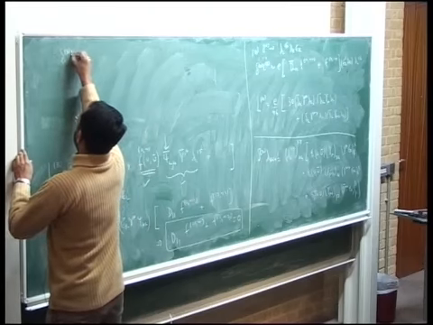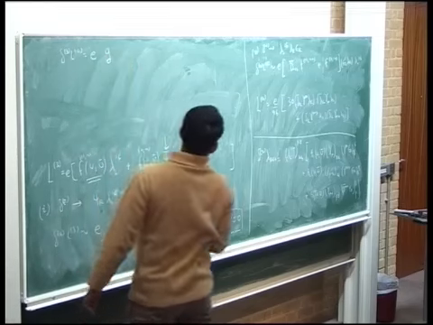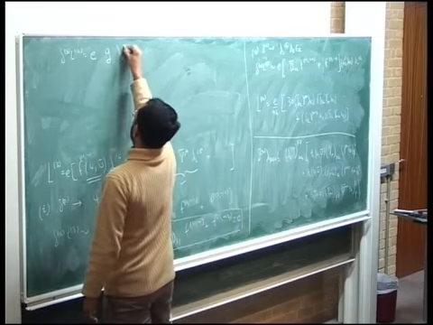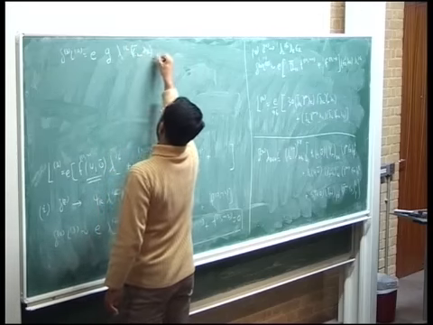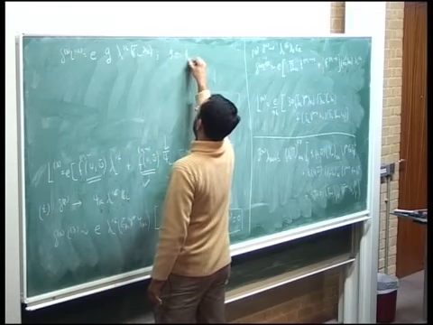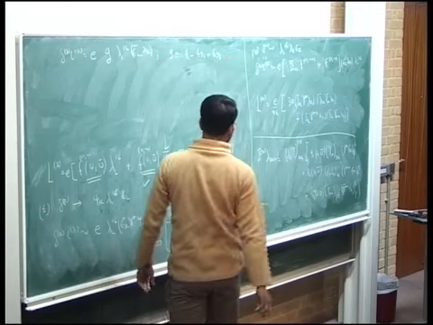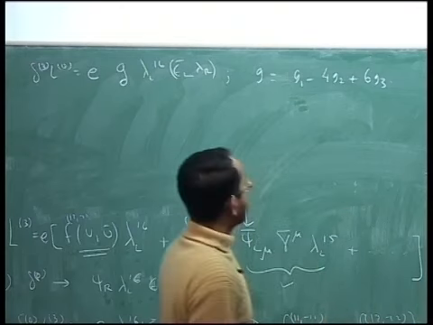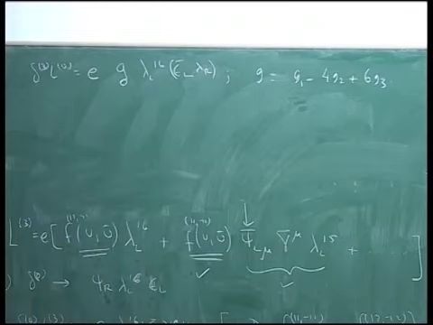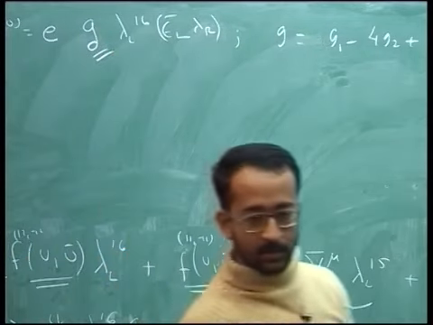So this gives that delta 3 of L0 gives E, some G I'll define momentarily, lambda L to the 16, epsilon bar L lambda R, where G is basically G1 minus 4G2 plus 6G3. This combination, G1 minus 4G2 plus 6G3. So in other words, it seems that you have not made much progress, because now you have this other function G here, which you don't really know what it is.